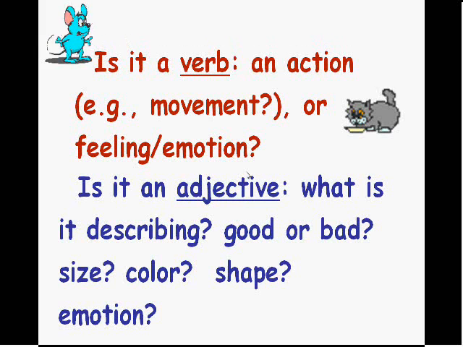Is it an adjective? You look at the word, and if it is an adjective, what is it describing? Is it something good or bad? Is it describing size, how big or how small something is? Is it describing the color of something, the shape, or emotion, like sad, happy, and so on? Again, you look at the word and try to find out its word type, its form, like if it is a noun or a verb or an adjective. Sometimes you can find adverbs and so on, and I think you know how to differentiate between these words.